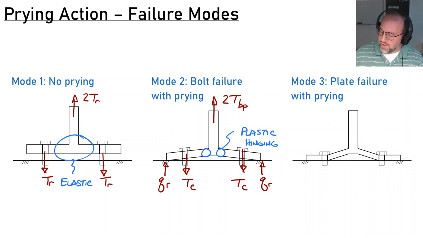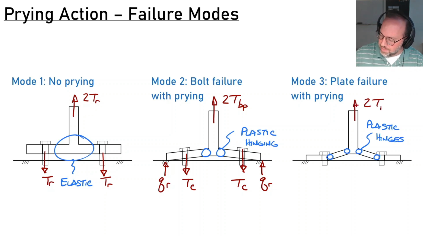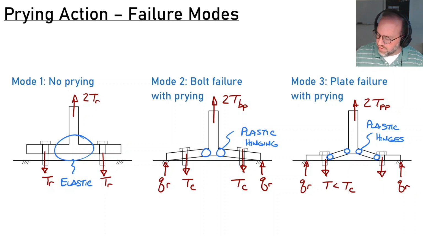The last failure mode is going to be the plate failure, but with prying. And for this, we're going to form 4 plastic hinges, which creates a mechanism. And therefore, the plate will not be able to carry any more load. Now, the load on this, we're going to say, is 2 times TPP, which stands for plate prying. And we'll still have the same prying forces, QR here and QR here. But the force in my bolts, T, is going to be less than the capacity of the bolts. So force T is less than TC.